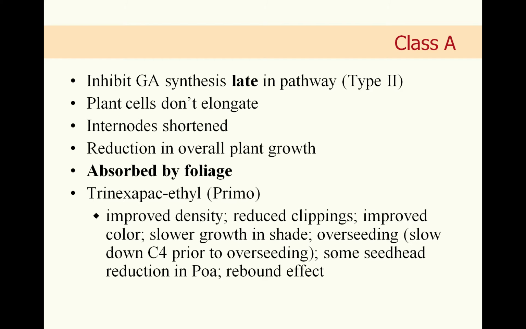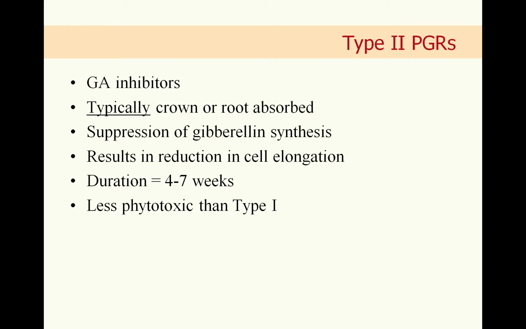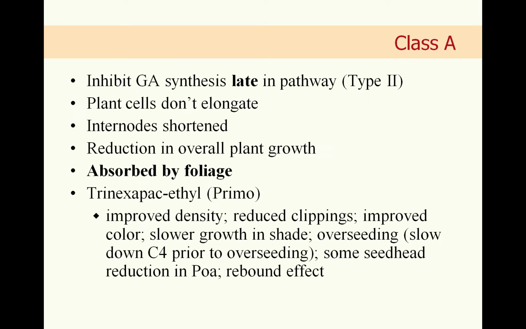I just mentioned with the type 2, if we go back a slide, that most of these type 2s are crown or root absorbed. However, these Class A compounds are absorbed by foliage, so that's another nice advantage. The member of this group that we would know is trinexapac-ethyl, Primo, commonly used in turf situations. There is a lot of data showing improved density, reduced clippings, improved color, slower growth in shade, and better quality in shade.